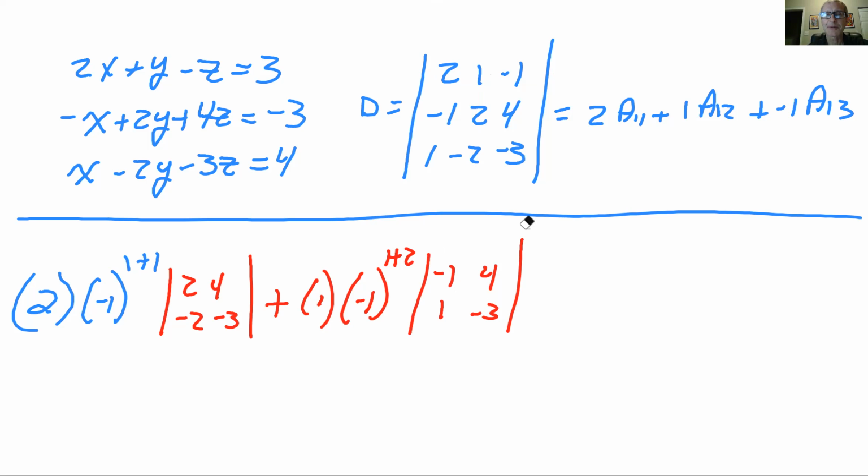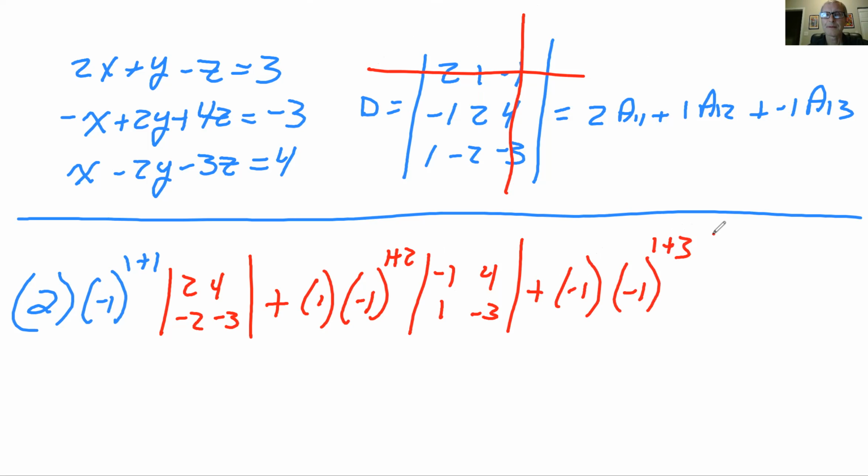And then we'll do the last one, which is plus minus 1. And now what do we want to cancel out? Well, we still want to cancel out row 1, but now we're going to cancel out column 3. So this would be minus 1 to the 1 plus 3. And then this would be the determinant minus 1, 2, 1, minus 2. So then you just have to calculate these determinants.